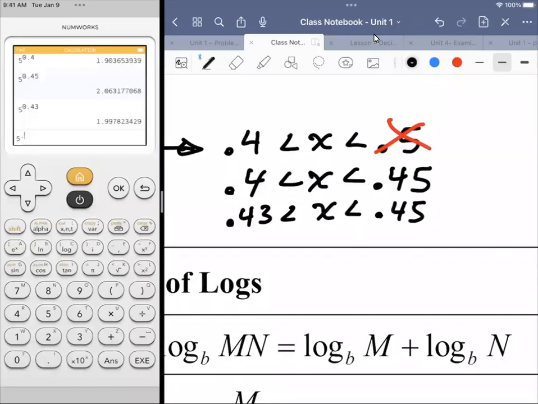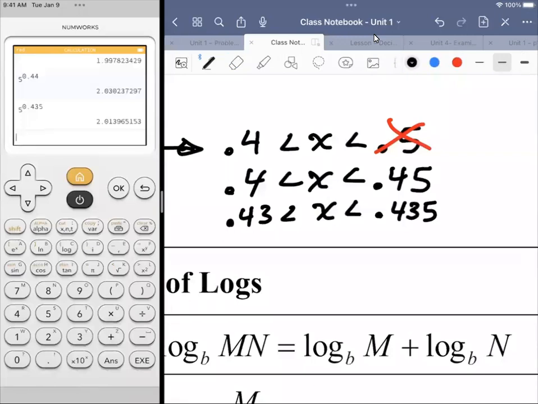Maybe it's right down the middle, 0.44. Still too big. All right, so it's got to be less than 0.44. So between 0.43 and 0.44, so maybe it's, I'll go out to the thousandths place, 0.435. Still too big, but not by a whole heck of a lot.